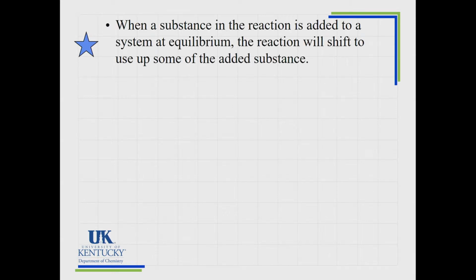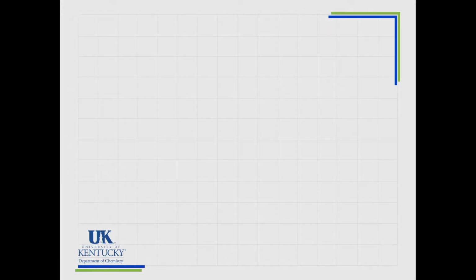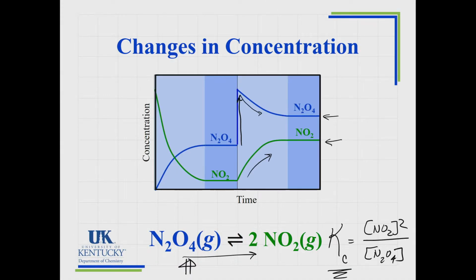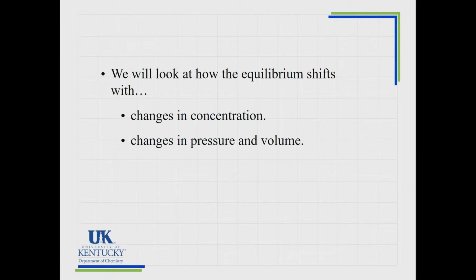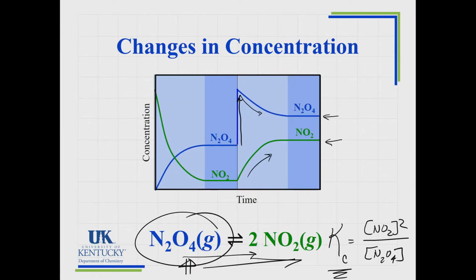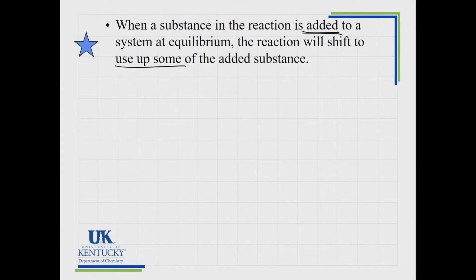So when a substance in a reaction is added, this is a key statement, what's it going to do? It's going to shift so it can use up some of that added substance. So it's not always right or always left. Let's go back to this reaction here. In this case, we put in the N2O4. It wanted to use it up, so it shifted to the right. But the statement doesn't say it always shifts to the right. It says it's going to shift to try to use up what was added.